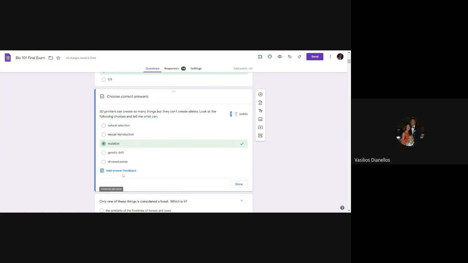Because remember, a gene is a code. It starts with the DNA, the A's, the C's, the T's, and the G's. And it's a code on how to make a protein. So if that mutates, you're going to have a slightly different version of that original gene, right? And that is an allele. A different version is an allele. So the only thing that can create an allele is mutation.